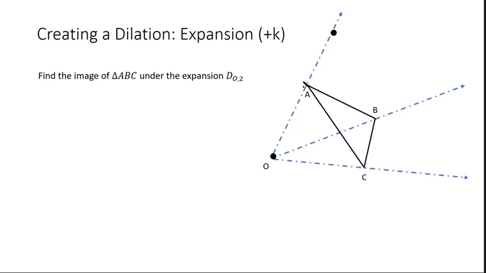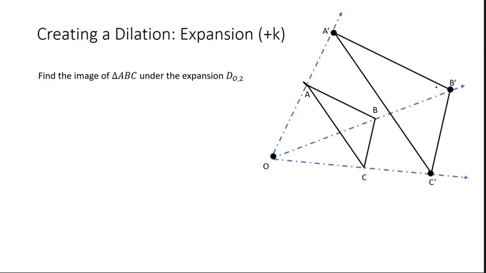When you're doing this by hand, you could use a compass, or you can use a ruler to measure those amounts. Then from O to B, we measure that amount and go twice as far, up to this location. Do the same thing with the last vertex: from O to C, we go twice as far as that, up to this point. And then we connect the dots, and we have our new triangle.